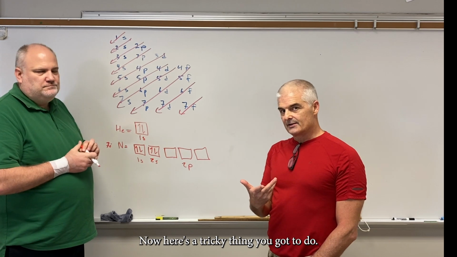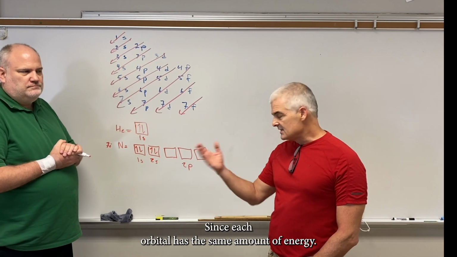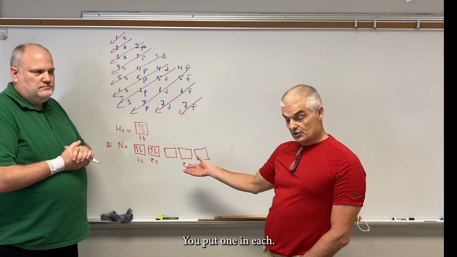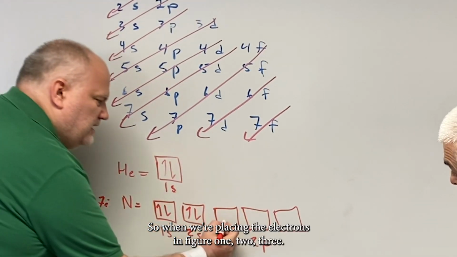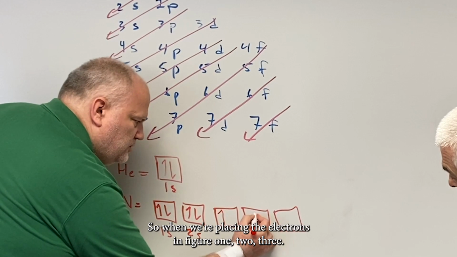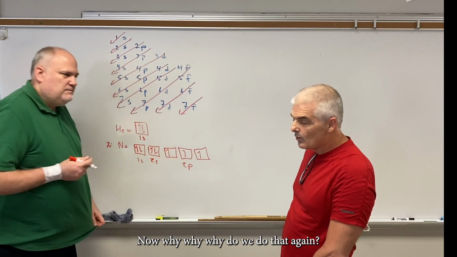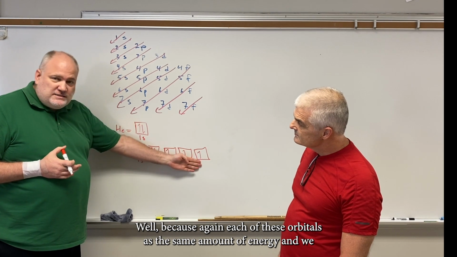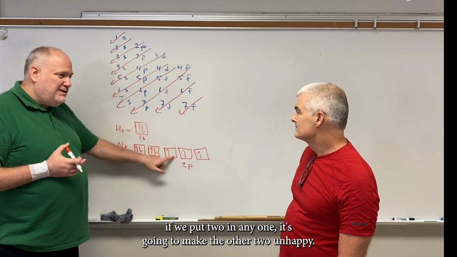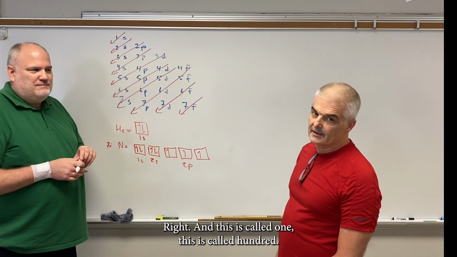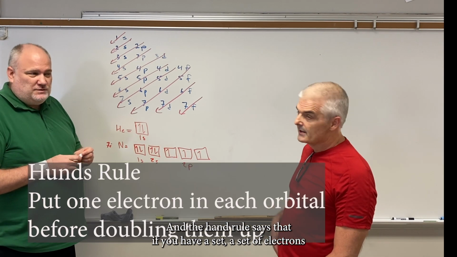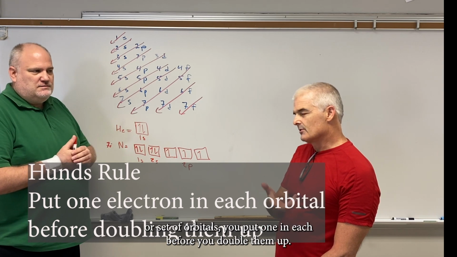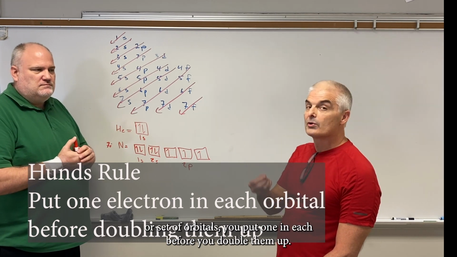Now here's a tricky thing you have to do. You don't actually put them in the first box. Since each orbital has the same amount of energy, you put 1 in each. So when we're placing electrons in, we go 1, 2, 3. Now why do we do that? Because each of these orbitals has the same amount of energy, and if we put 2 in any one, it's going to make the other 2 unhappy. This is called Hund's rule. Hund's rule says that if you have a set of orbitals, you put 1 in each before you double them up.